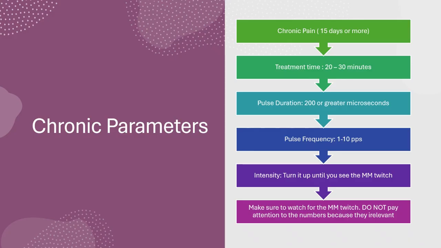For your chronic parameters, chronic pain is like 15 or more days. Treatment time would be 20 to 30 minutes in the clinic. Pulse duration would be 200 or greater microseconds. Your pulse frequency would be 100 pulses per second. And the intensity, this one you would want to turn up until you see the muscle twitch, but again, you want to watch for the muscle twitch and not pay attention to the numbers because they can be irrelevant and you can miss the muscle twitch if you're not paying attention to that.